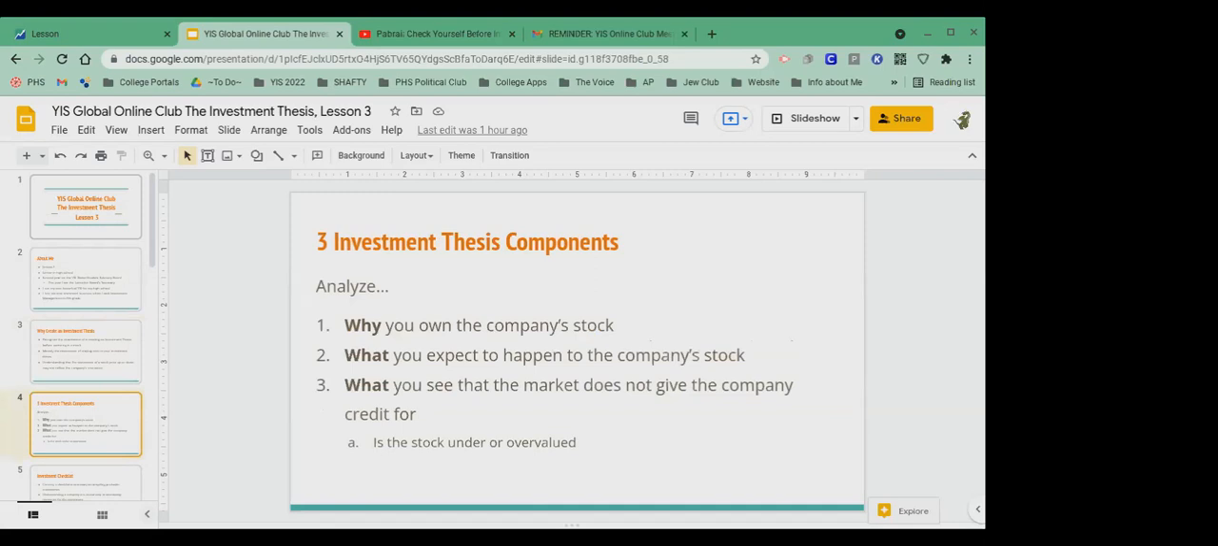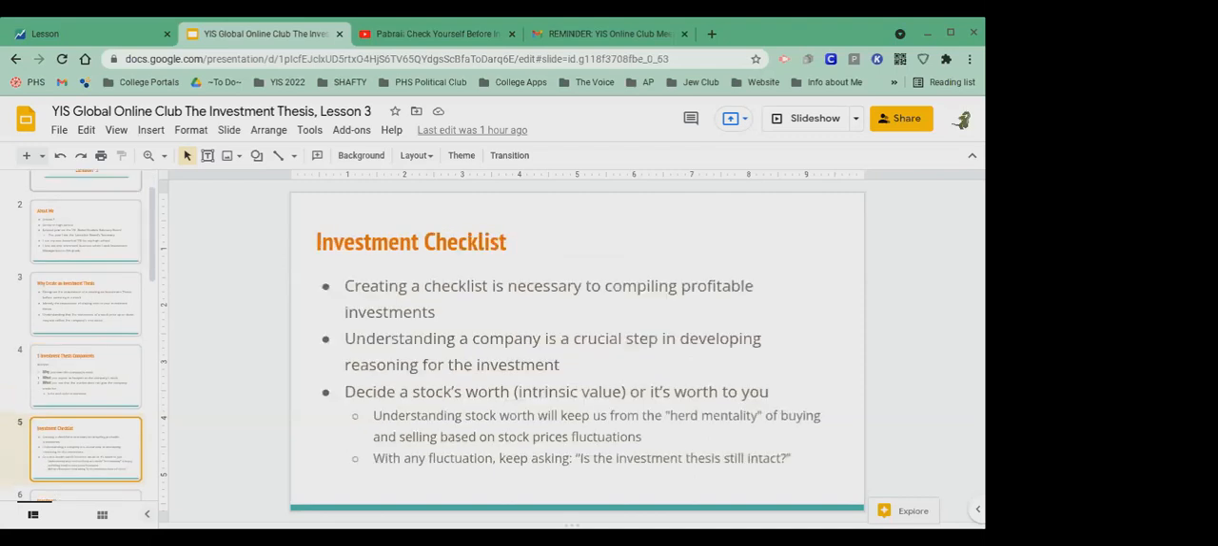So for example, this is if a stock is over or undervalued. And you want to compile these components when you're creating your investment thesis to really know that the stock's performance, day-to-day volatility doesn't determine if the investment is a good investment or not. So when you're creating a checklist, it's necessary to compile profitable investments, and understanding the company is a crucial step in developing your reasoning for the investment.